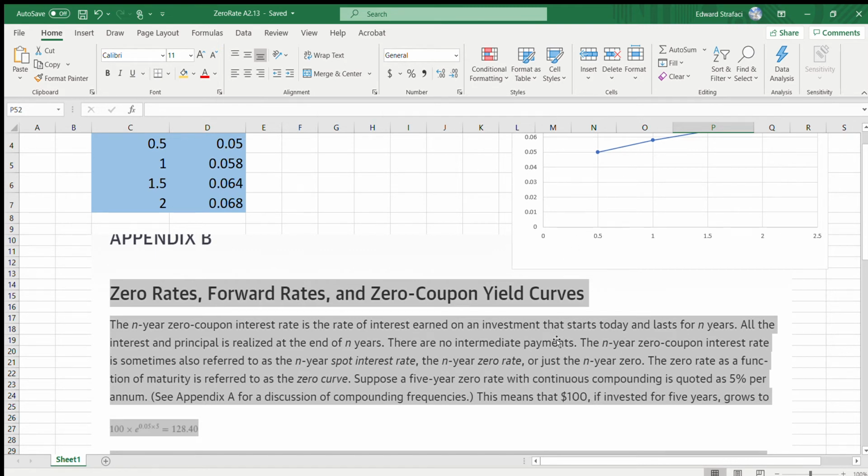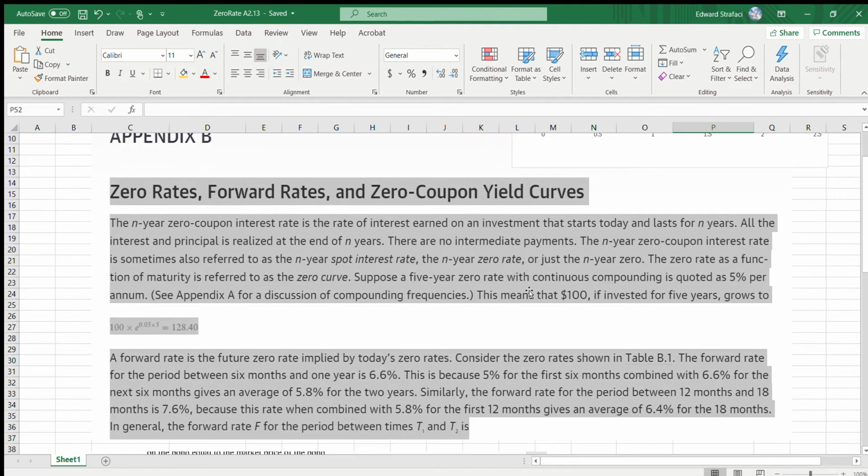So suppose a 5-year rate with continuous compounding is quoted at 5% per year. So say we went out 5 years. What would $100 invested for that long be worth? We would have to take the exponent of 0.05 times 5, and it would equal 128.40, because that's what you would get at the end of 5 years.